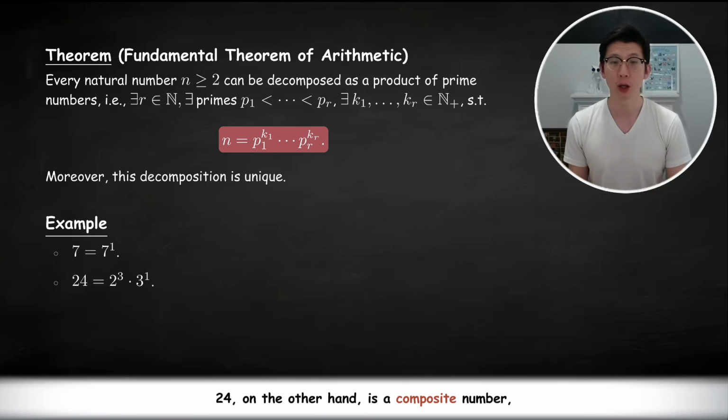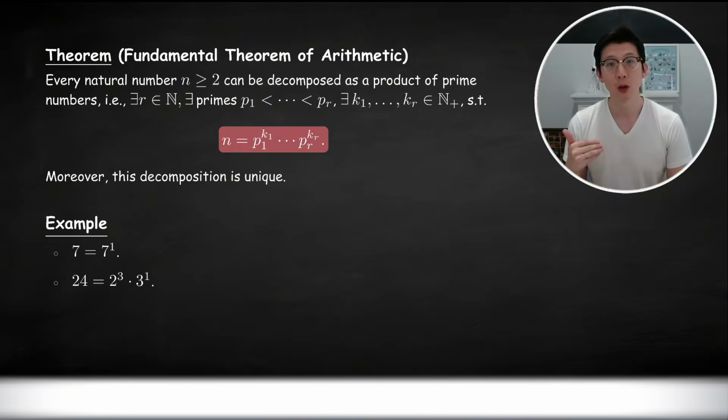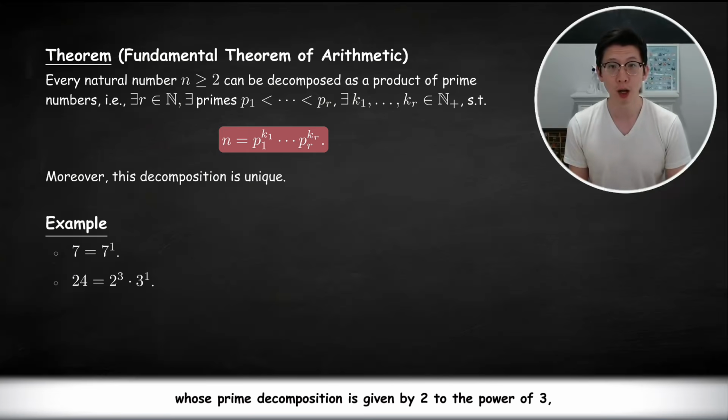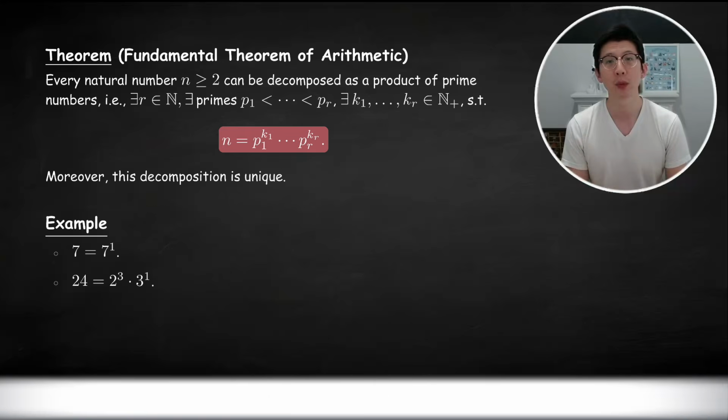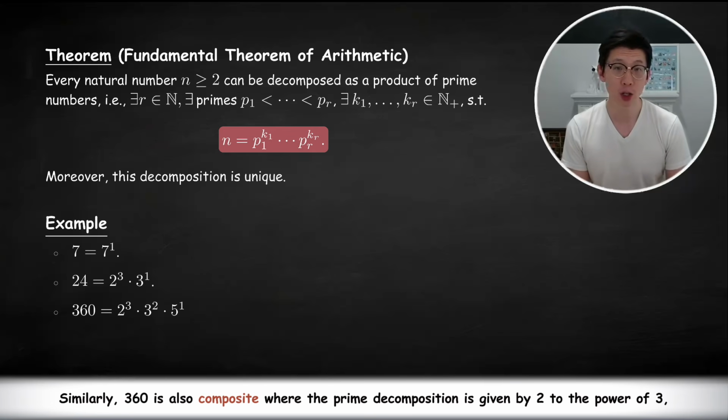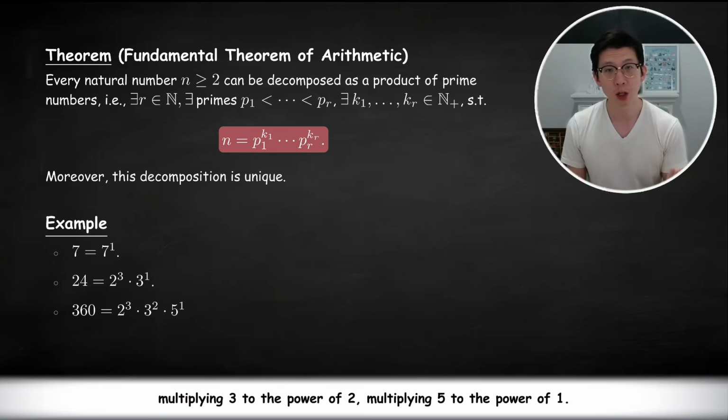24, on the other hand, is a composite number, whose prime decomposition is given by 2 to the power of 3 multiplying 3 to the power of 1. Similarly, 360 is also composite, where the prime decomposition is given by 2 to the power of 3 multiplying 3 to the power of 2 multiplying 5 to the power of 1.